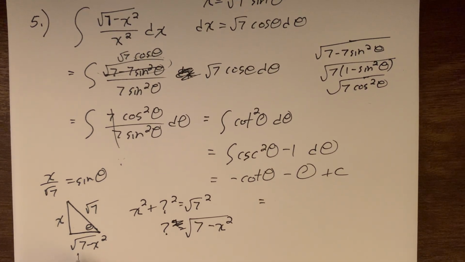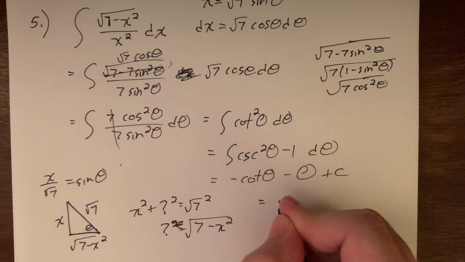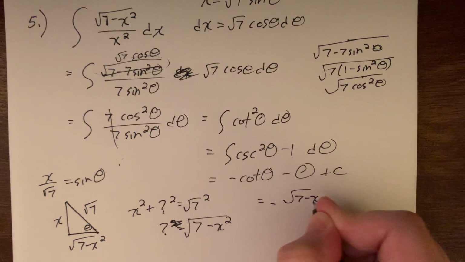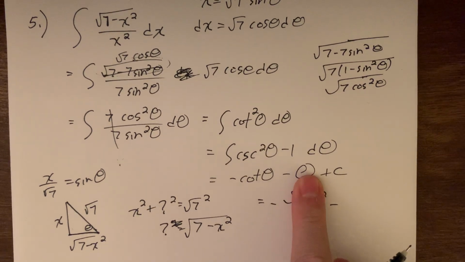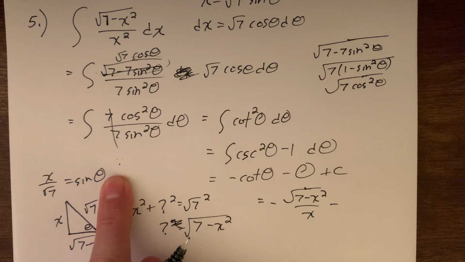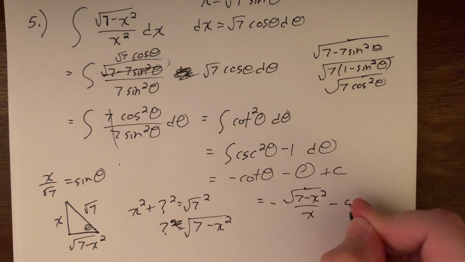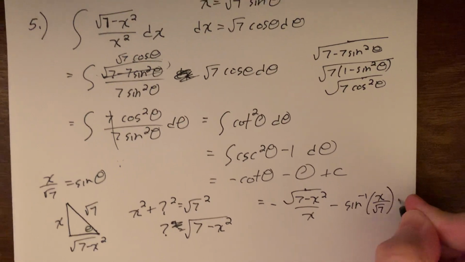Maybe one more step. Maybe you say, well, I know tangent is opposite over adjacent, so cotangent is 1 over that, the flip. So tangent will be x over radical 7 minus x squared. Cotangent would be the radical over the x. Minus theta, we'll take that one step further. Finish solving for theta with inverse sine of x over radical 7.